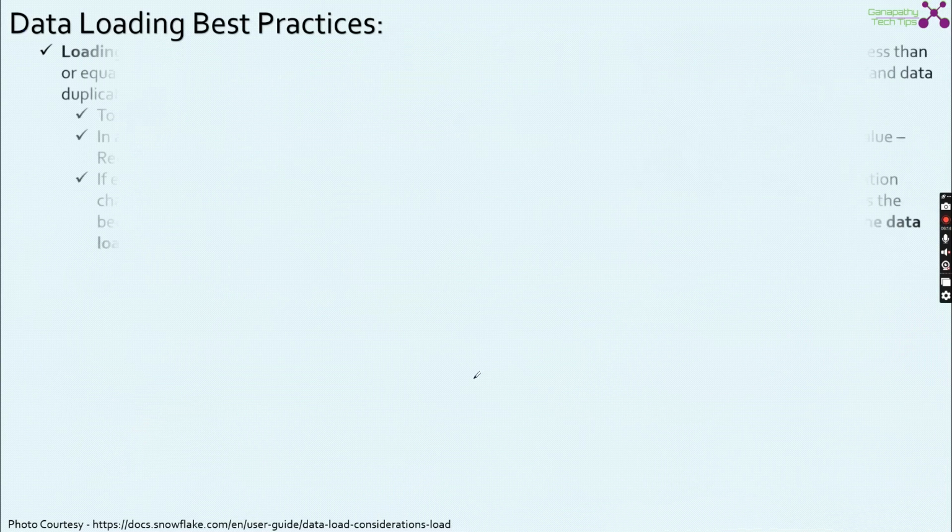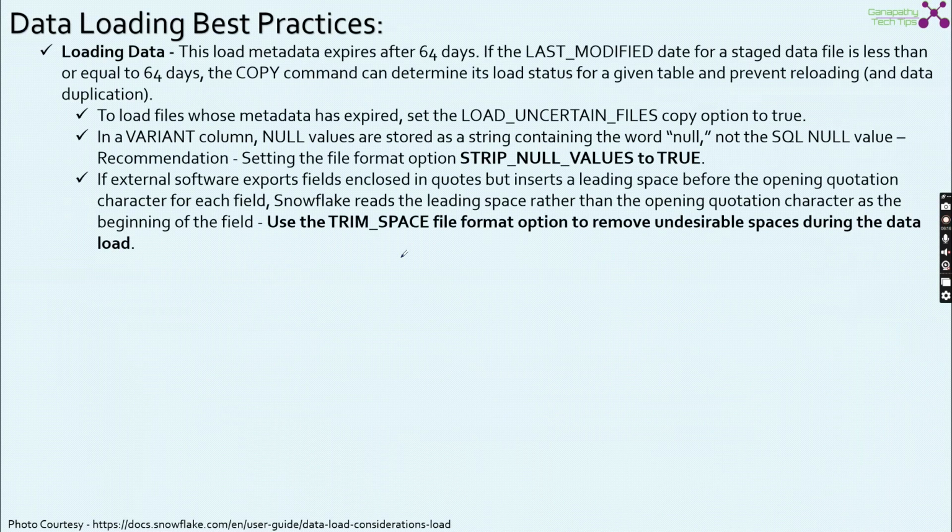And then what about loading data? What are all the recommendations from Snowflake? As we already discussed, the load metadata expires after 64 days. So if the last modified date for the staged data file is less than or equal to 64 days, the copy command can determine its load status for the given table and prevent reloading or any data duplication. I hope this statement is very evident, as we already saw about load uncertain files. To load the files whose metadata has expired, we already know to set the load uncertain files copy option to true. This is one such thing.